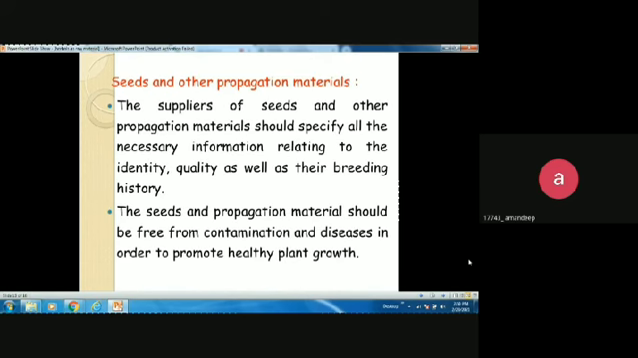Seeds and other propagation materials. The suppliers of seeds and other propagation materials should specify all the necessary information relating to the identity, quality, as well as their breeding history. The seeds and propagation material should be free from contamination and disease in order to promote healthy plant growth.